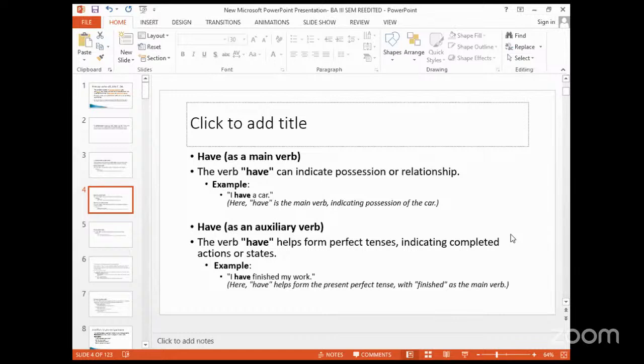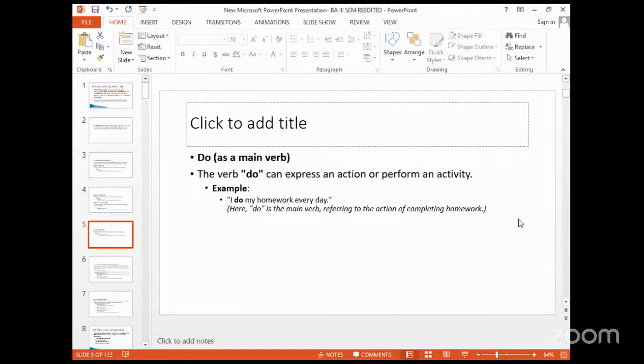So next, if you take have as an auxiliary verb, that is a helping verb, let us quickly look into it. Have helps to form perfect tenses indicating completed actions or states. For example, I have finished my work. Here, have helps form the present perfect tense with finished as the main verb. Right. Now, do as the main verb. The verb do can express an action or perform an activity. For example, I do my homework every day. The do is the main verb referring to the action of completing the homework.